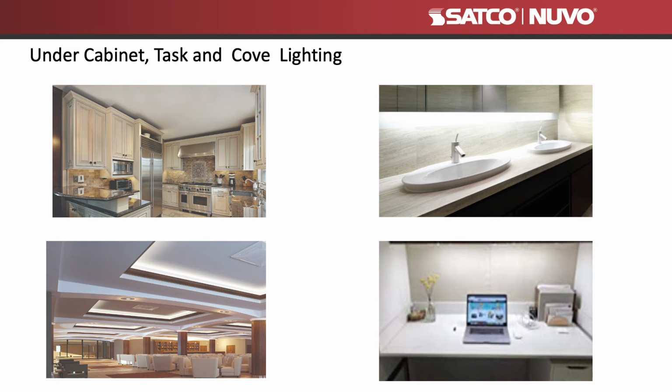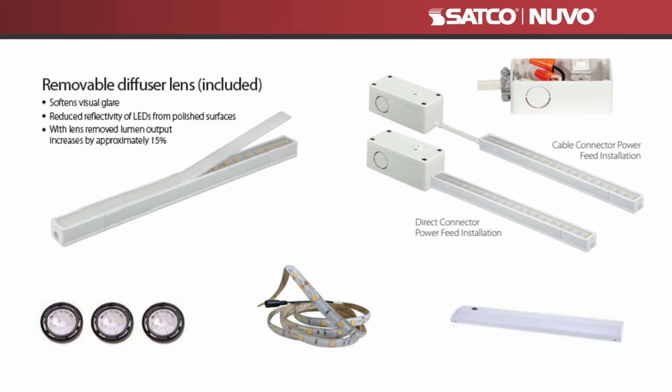In those hospitality and residential applications, you see a lot of under cabinet, task, and cove lighting, and we'll show you some fixtures that can do that. Our thread line is easy to install, comes in multiple sizes and multiple ways to connect to power. It can be used plug-in or a direct power feed. We also have tape line in our Starfish family and under cabinet quick install fixtures.